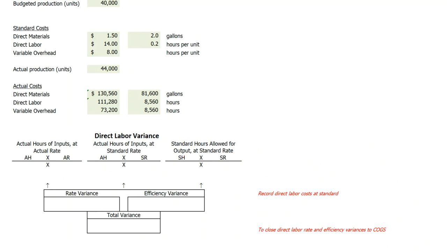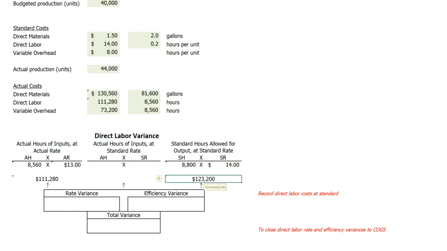Let's take a look at our journal entries now for direct labor variances. Let's begin by completing our variance analysis chart. First, we'll pick up our actual labor cost of $111,280, and that consisted of our employees working 8,560 hours, and of course we can back into our actual labor rate of $13 per hour. Our standard hours allowed would have been 8,800, and again, that's the 44,000 actual units at a standard of 2 hours per unit. Our standard labor rate is $14.